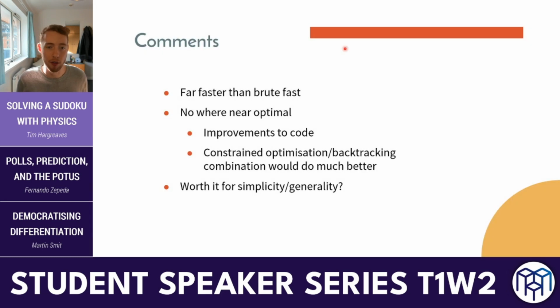Okay, so a few comments on that. That is far faster than a brute force, just randomly choosing without annealing could possibly do. It's still not perfect. There are improvements that could be made to my code to make it faster. And there are also more optimized methods for solving Sudokus. You can use constrained optimization, backtracking, or a combination of those two, and that would do much better.